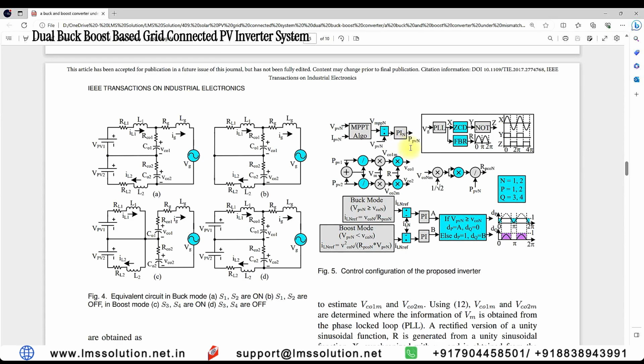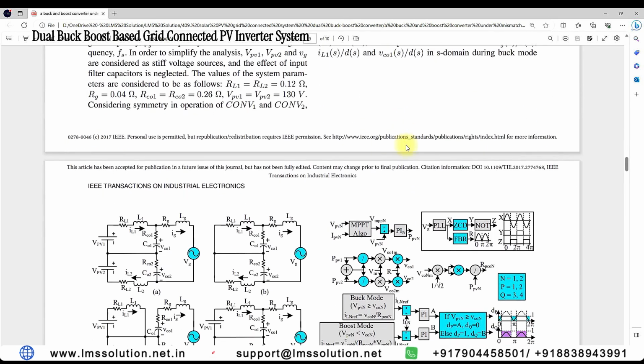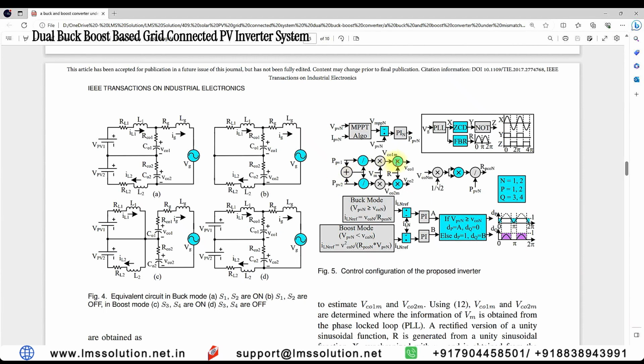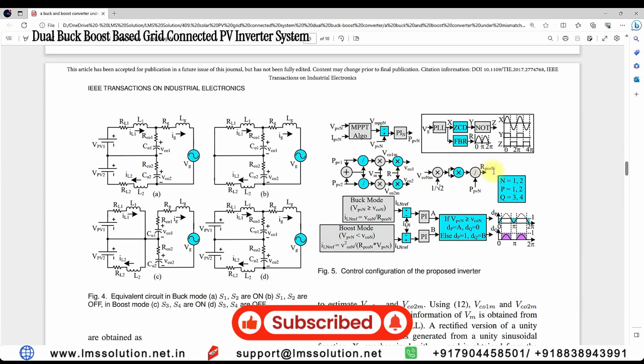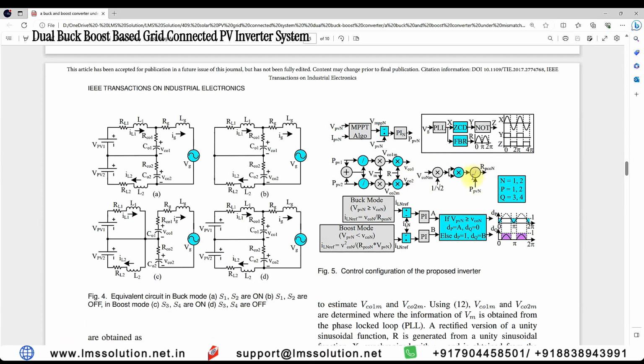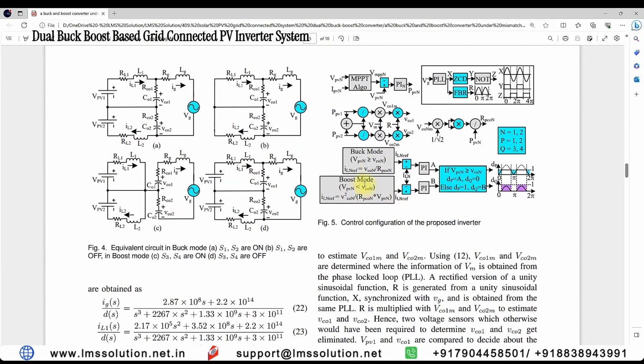That means here we have two PV, PV1 and PV2. Based on PV1 and PV2, they are going to calculate VC01 and VC02, and then based upon that VC01 and VC02, we are going to calculate RPCON by using this formula, and then based upon that RPCON and VC, the IL reference will be calculated in buck mode and boost mode.